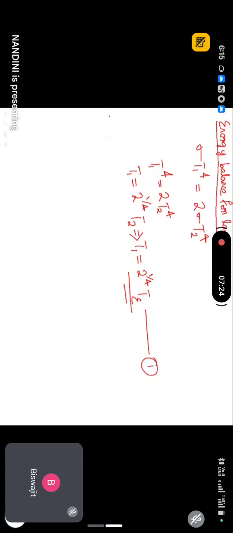Now let's write the energy balance for layer 1.